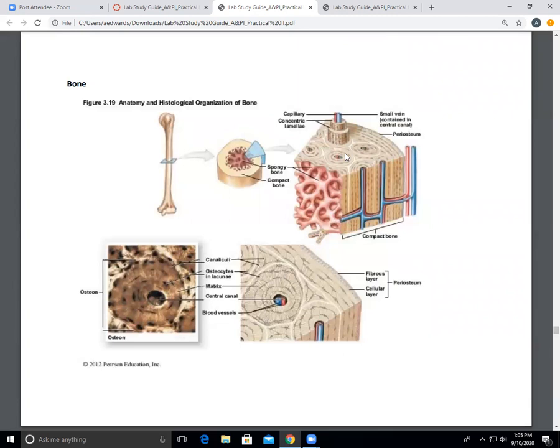The general space that stains is the matrix. You also have these rings. In this view, each circle is called a lamella, plural lamellae. They're concentric, forming circles over each other, concentric lamellae, until you get to the central canal.